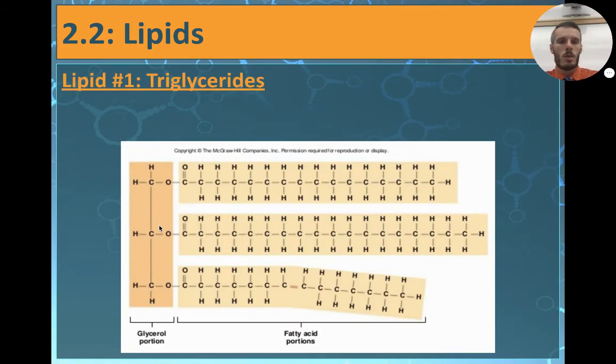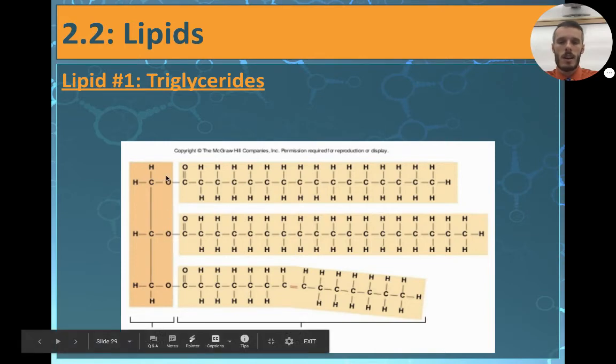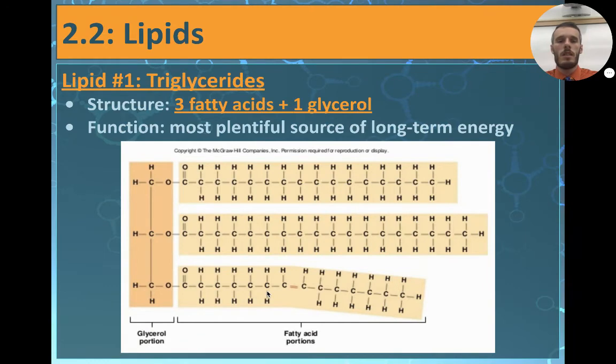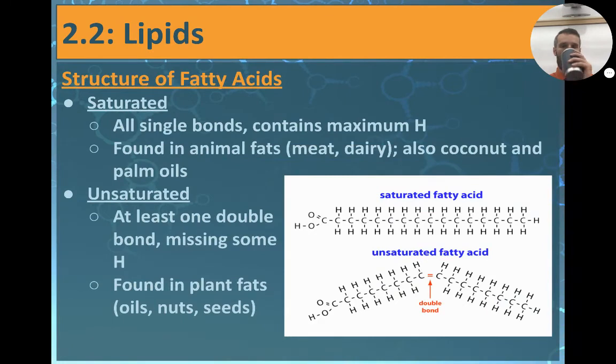All right, so the first one we're going to look at are triglycerides, and this is our triglyceride here. So glycerol with 3 fatty acid tails. They are used as energy. They are stored as long-term energy that we can use whenever we deplete our carbohydrates.